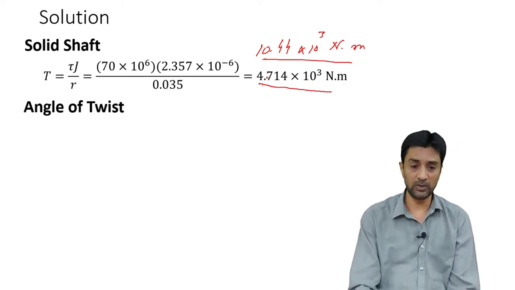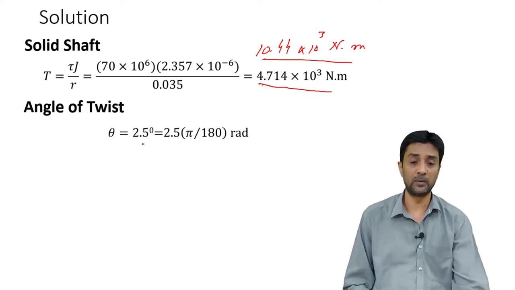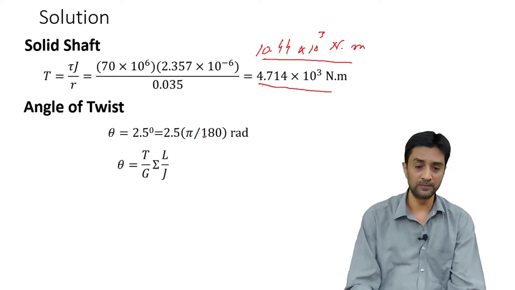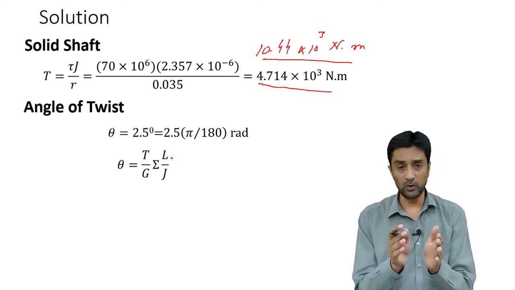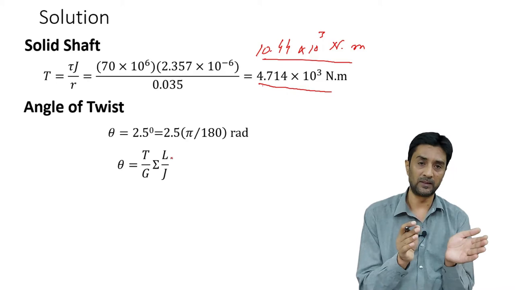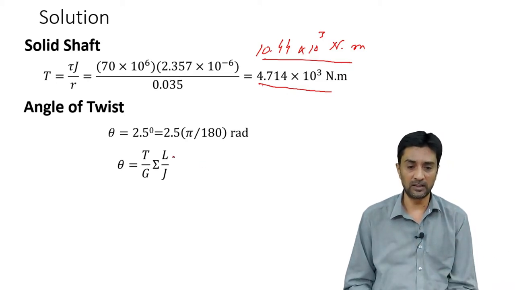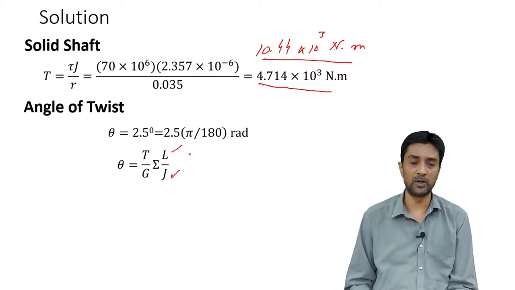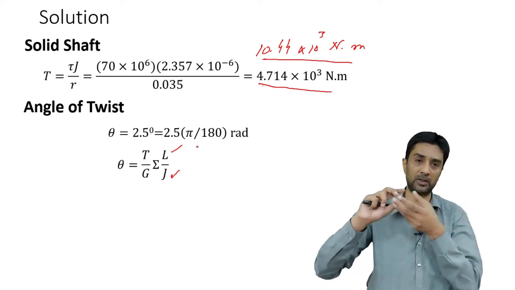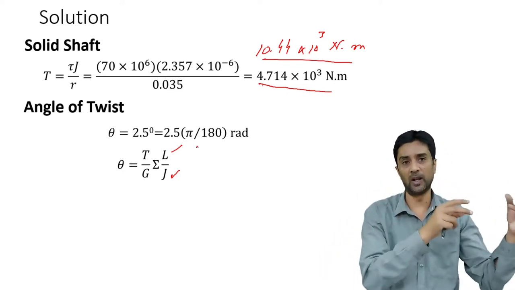So the angle of twist is limited to 2.5 degree for a length of 3.5 meters. So converting this degree into radian turns out to be this thing. So you can do the calculation. So theta, as you know that there is a composite shaft. So T and G are the same, and the only thing that varies is the length and the polar moment of inertia. So we'll sum these, because the total torque from A to B would be the summation of the torque of the hollow and of the solid shaft.